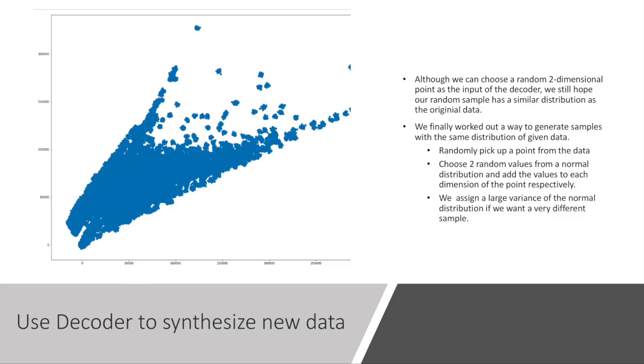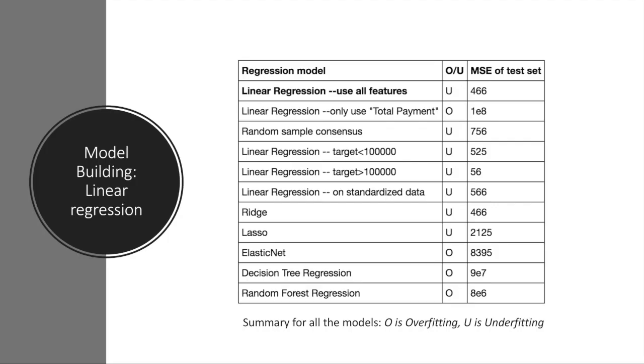So we use the decoder to synthesize new data. Although we can choose random 2-dimensional points as the input of the decoder, we still hope our random sample has a similar distribution as the original data. We finally worked out a way to generate samples with the same distribution as the given data: randomly pick a point from the data, choose 2 random values from a normal distribution, and add the values to each dimension of the point respectively. We assign a large variance to the normal distribution if we want a very different sample.